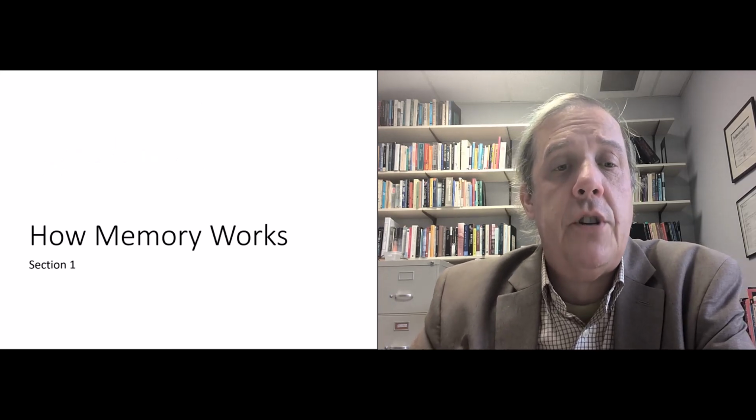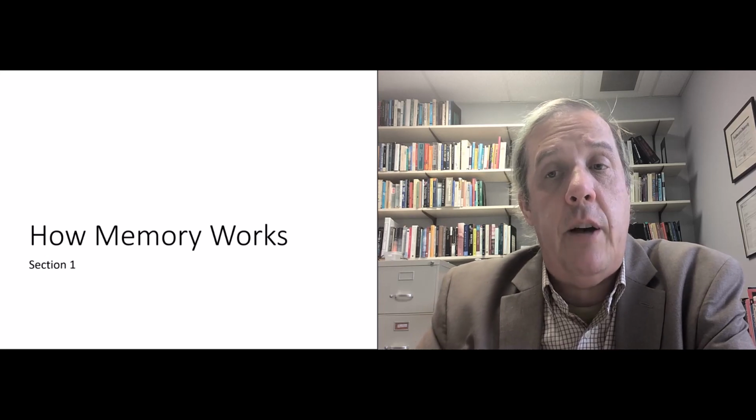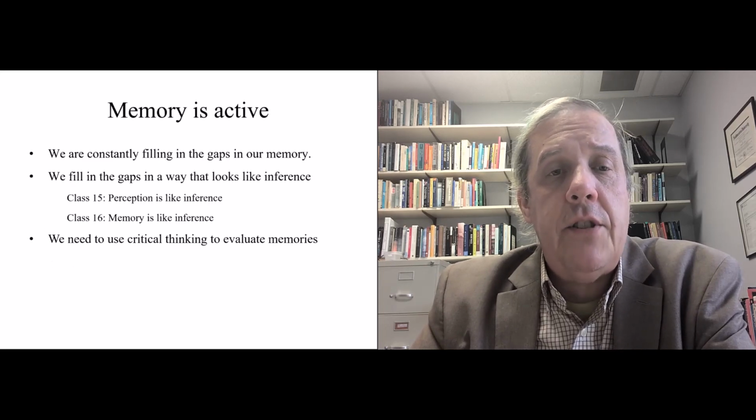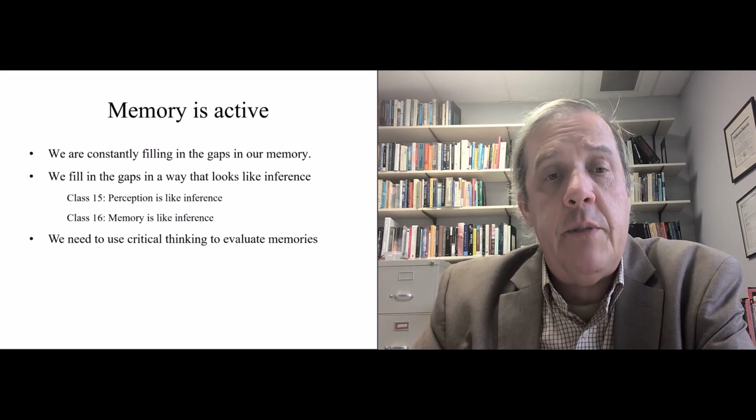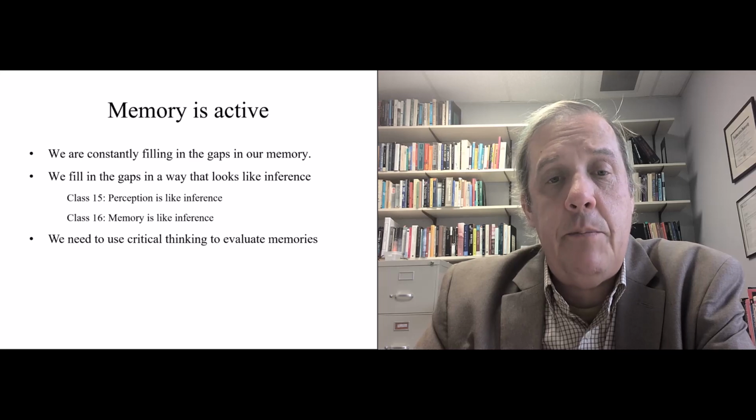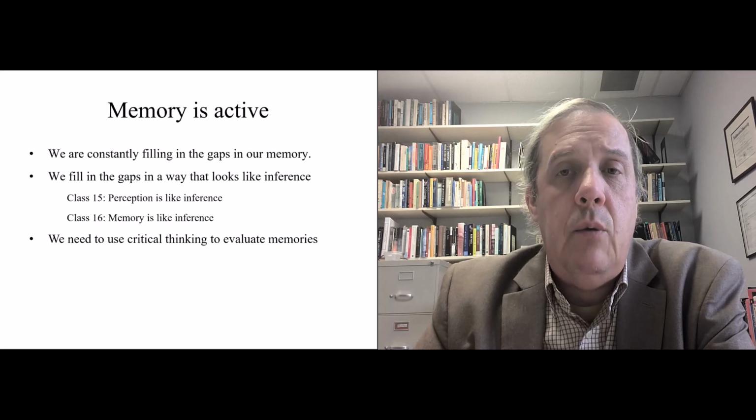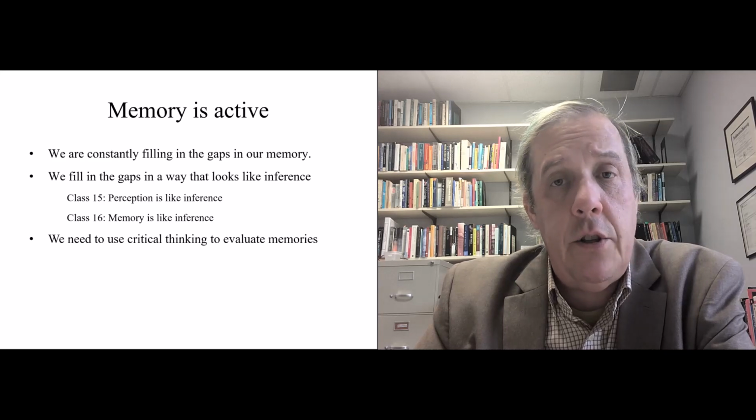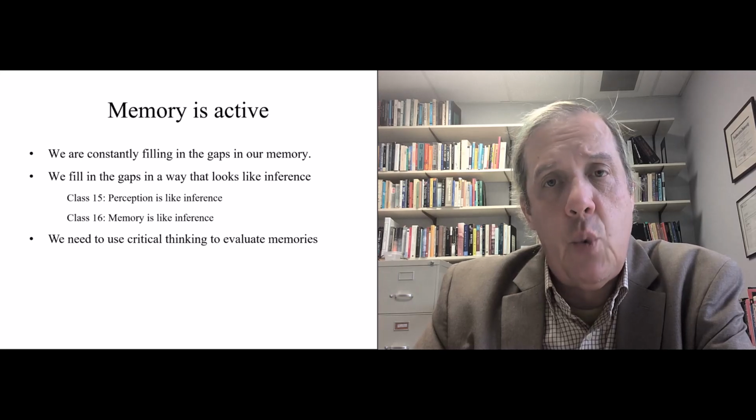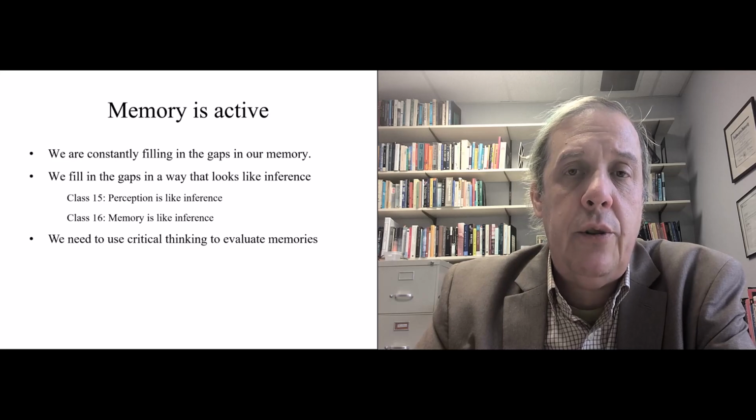So our first subsection is going to be about how memory works, and the second section is going to be about biases of memory and how to deal with them. The central lesson here is that memory is active. We are constantly filling in the gaps in our memory. And again, this means that the process of remembering looks a lot like inference. The lesson of the last class was that perception is like inference. The lesson of this class is that memory is like inference. And what this means is that we need to use our critical thinking skills to evaluate our memories, the same way we need to use them to evaluate our perception. If something is working like inference, then you can apply the skills of critical thinking to be sure you're doing it well.